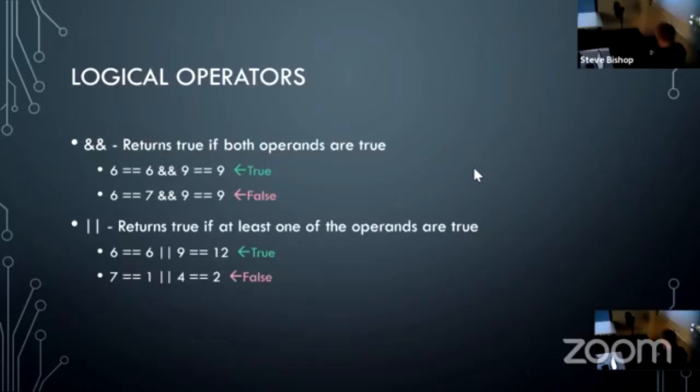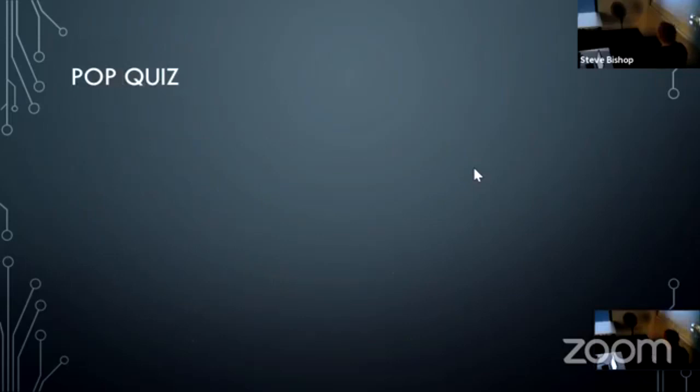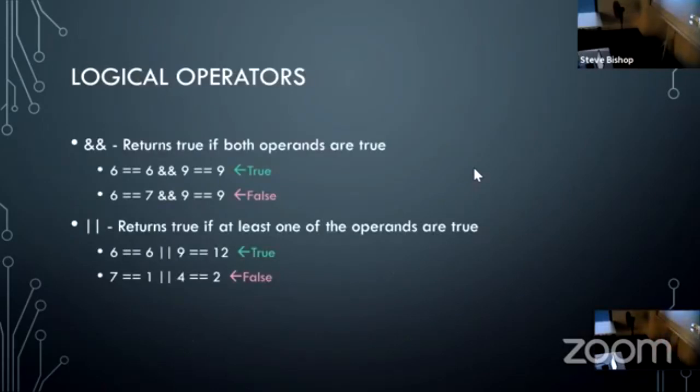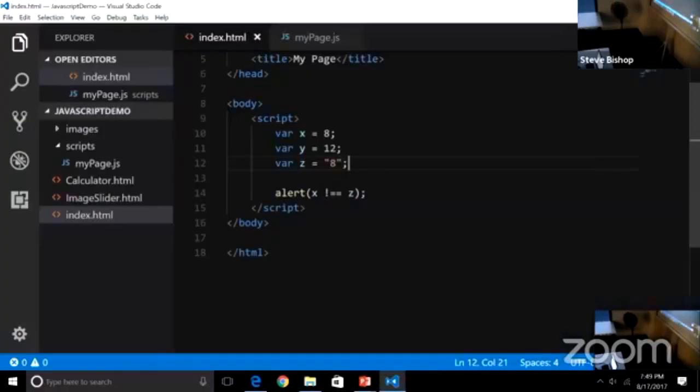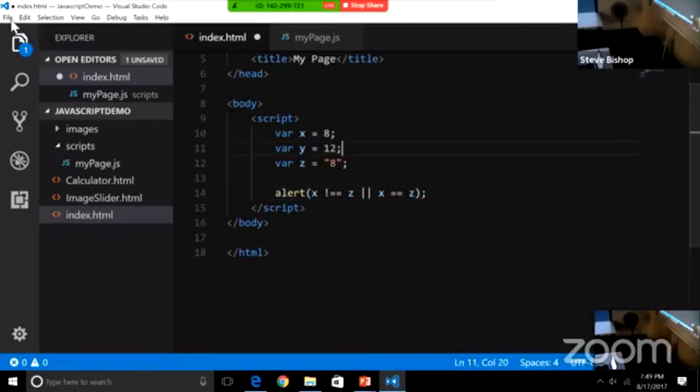All right. 7 equals 1 or 4 equals 2. Both of those operands are false. Therefore, we return false. Okay? So, before we get to the quiz, let's actually do that. Let's use some logical operators. So, anybody want to take a stab at what that's going to do?